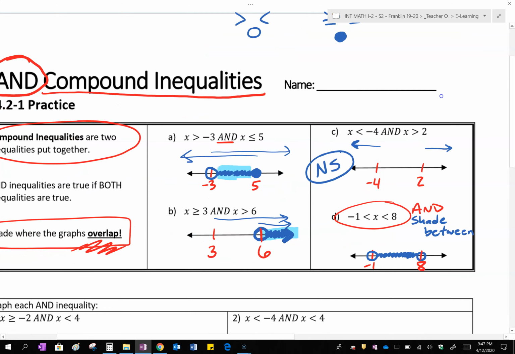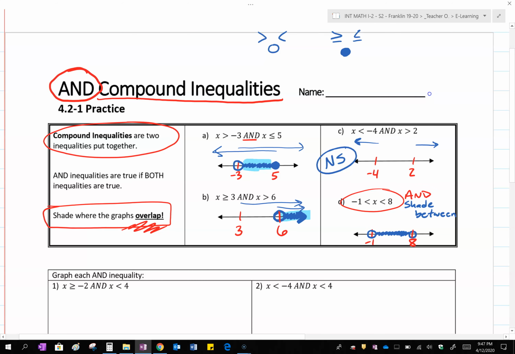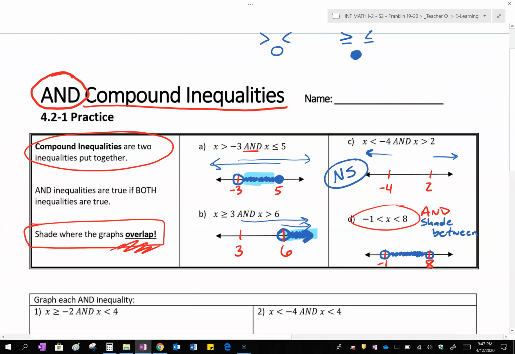There you have it, right? So you just shade where they overlap. Okay, so make sure you plan ahead, you look at where each inequality goes and shade the overlapping area.